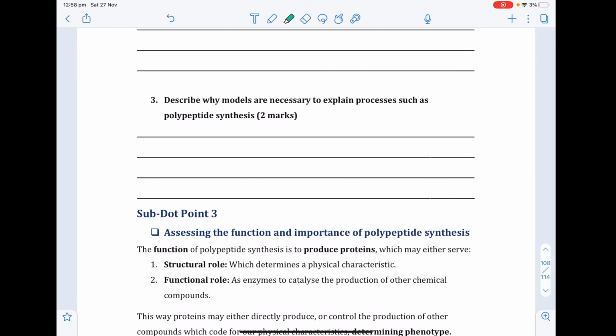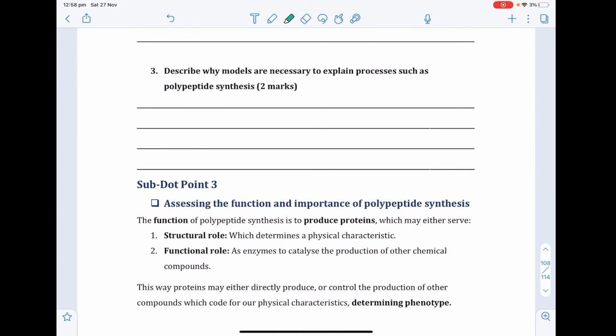I can tell you that ribosomes attach, right? There's a small ribosomal subunit and a large ribosomal subunit. But showing you guys a model helps you better understand how that actually takes place, right? Okay, good. I'll let you guys pack up. If you guys have any questions, feel free to ask.